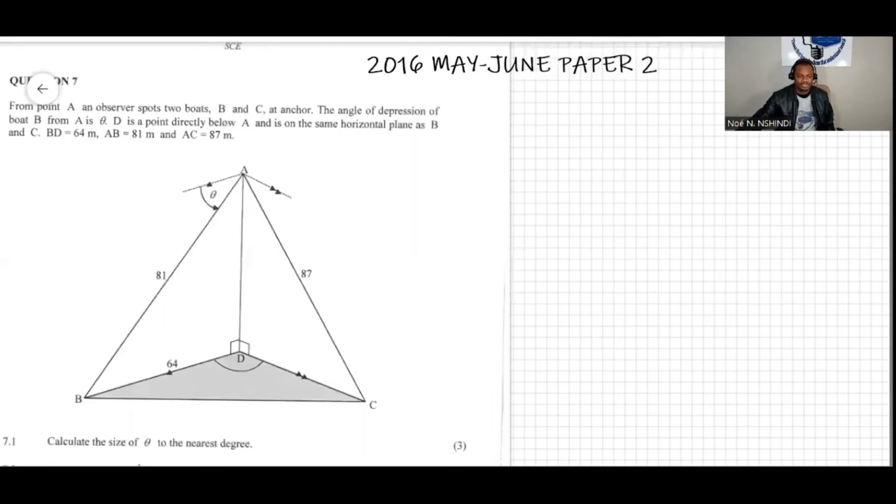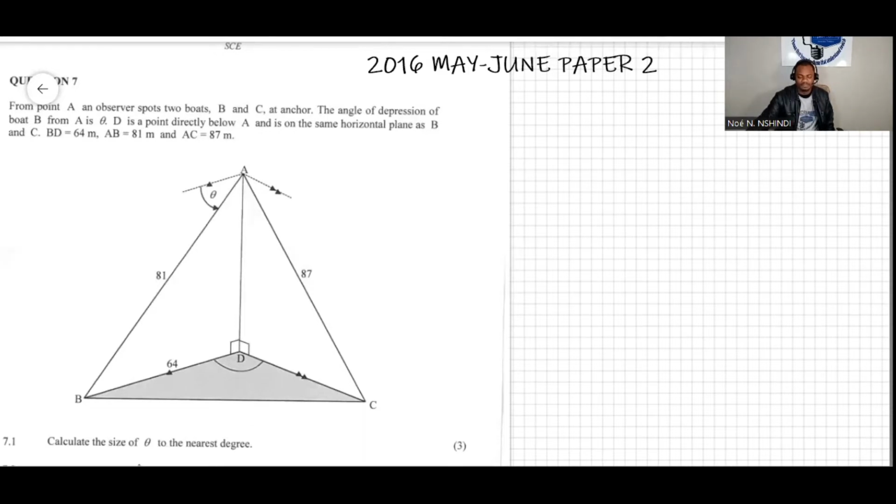Well, we have another question here, question 7. The question says, from point A, an observer spots two boats B and C at anchor. The angle of depression of boat B from A is theta. D is a point directly below A and is on the same horizontal plane as B and C. BD equal to 64 meters, AB equal to 81 meters, and AC equal to 87 meters.